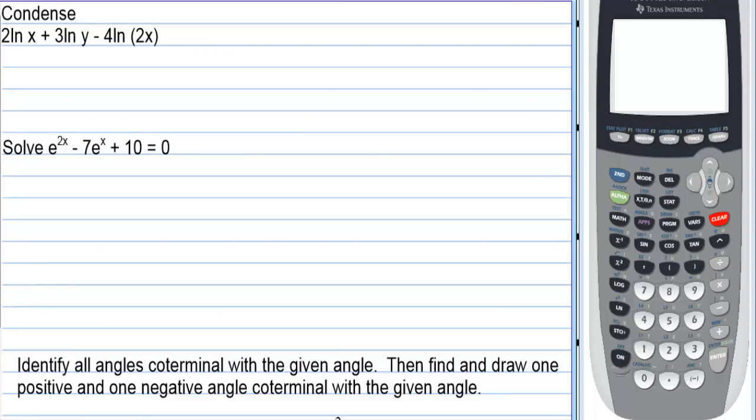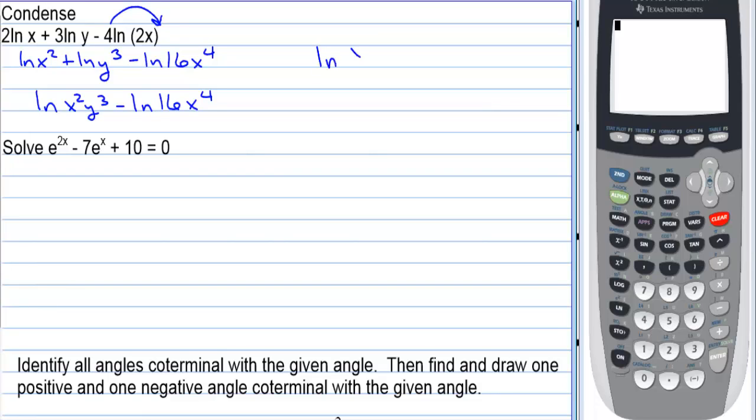Condense. First thing I would do is write this with powers, so 2 natural log of x plus natural log of y to the 3rd minus natural log of 16x to the 4th. So when you bring that 4 up there, 2 to the 4th is 16. Now addition goes to multiplication, so we have natural log of x squared y to the 3rd minus natural log of 16x to the 4th. And then minus goes to division. So natural log of x squared y to the 3rd over 16x to the 4th, and the x's will cancel. We have natural log of y to the 3rd over 16x squared.